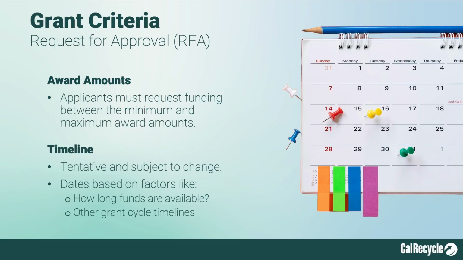The following sections of the criteria RFA discuss award amounts, proposed changes if applicable, and tentative timeline. The award amount section identifies the minimum and maximum award amounts. Applicants must stay within this range when requesting funds, otherwise the application may be disqualified. These amounts are usually determined based on project needs and funding availability. If this is not a new program, any proposed changes from a previous cycle may be listed here.